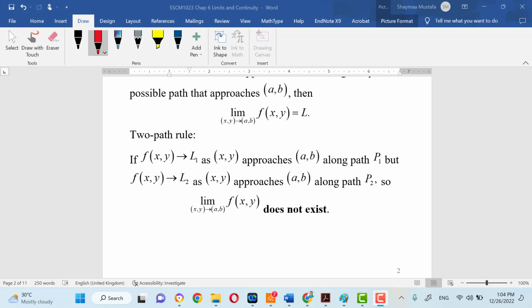If I can find two paths such that the limit from the first path is equal to L1, and the limit from the second path is equal to L2, then the limit does not exist.